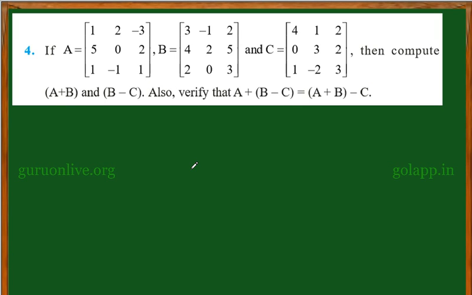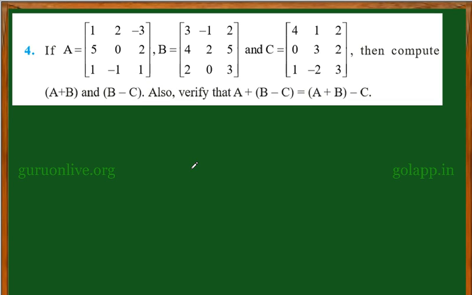If A is equal to the matrix 1, 5, 1, 2, 0, minus 1, minus 3, 2, 1, and matrix B is equal to 3, 4, 2, minus 1, 2, 0, 2, 5, 3, and the matrix C is equal to 4, 0, 1, 1, 3, minus 2, 2, 2, 3. Then compute A plus B and B minus C. Also verify that A plus B minus C is equal to A plus B minus C.